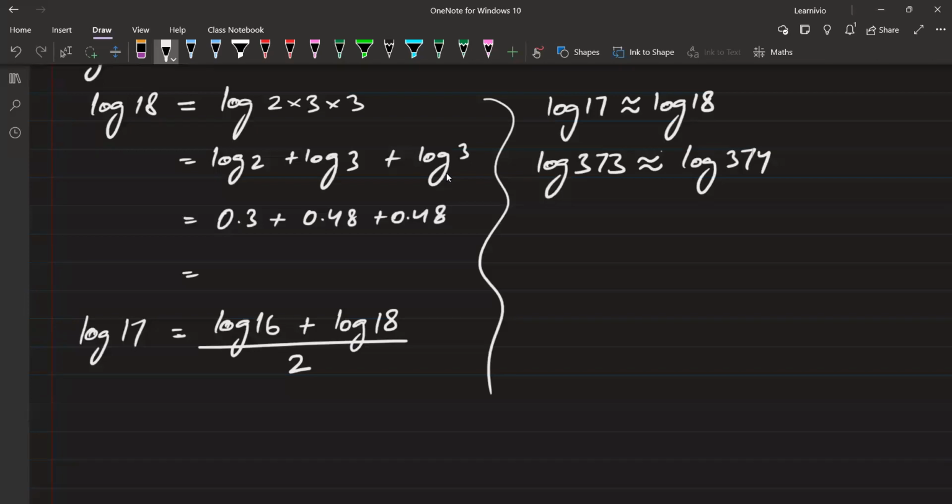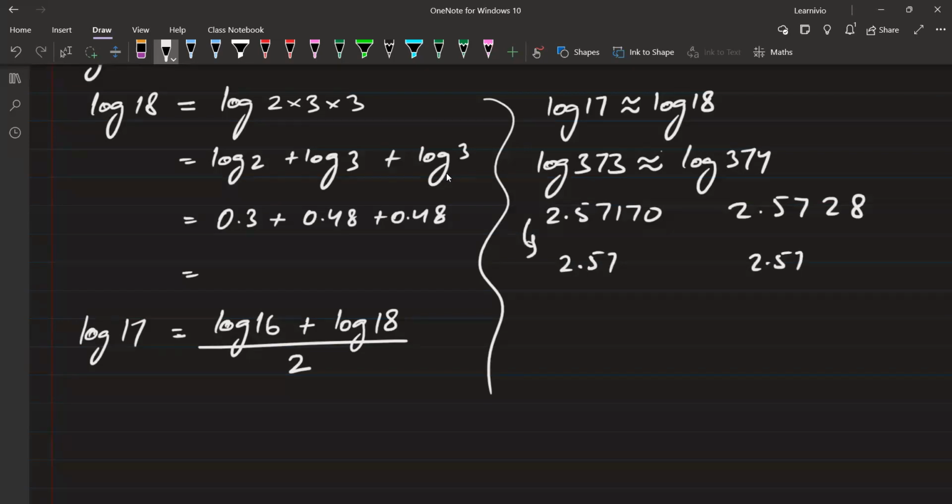Log of 373, this is 2.57170. ठीक है? And log 374, this is 2.5728. Tell me guys, क्या ख्याल है? इसको क्या लिख सकते हैं आप? 2.571. This can be also written 57. If you do the round off, this will be 2.57.